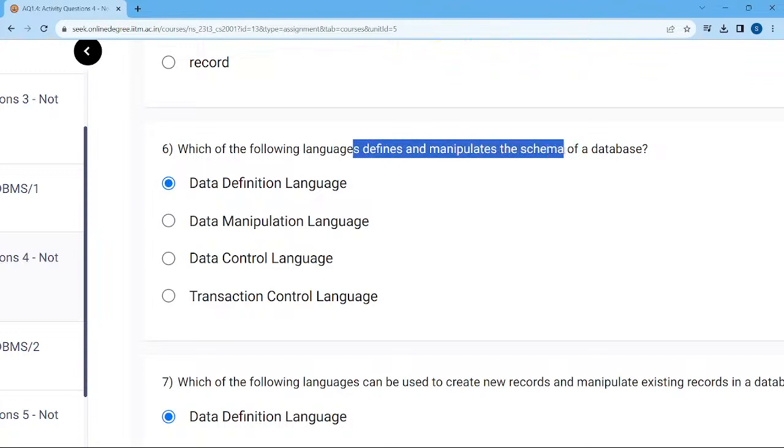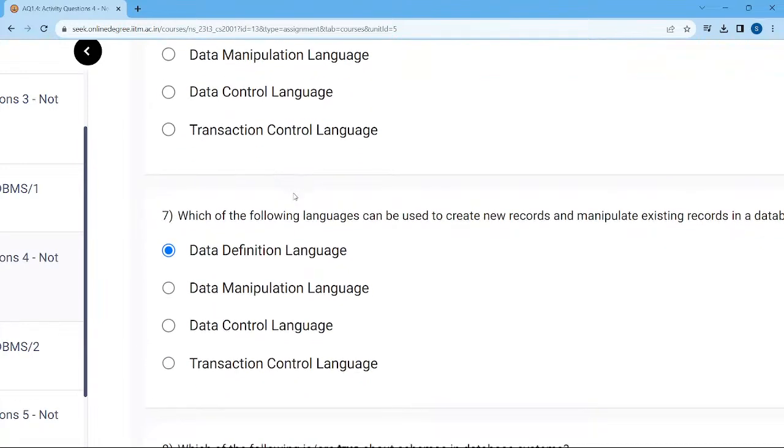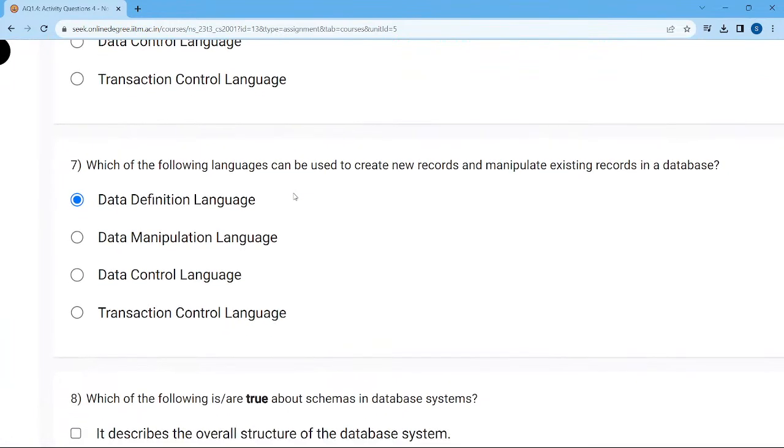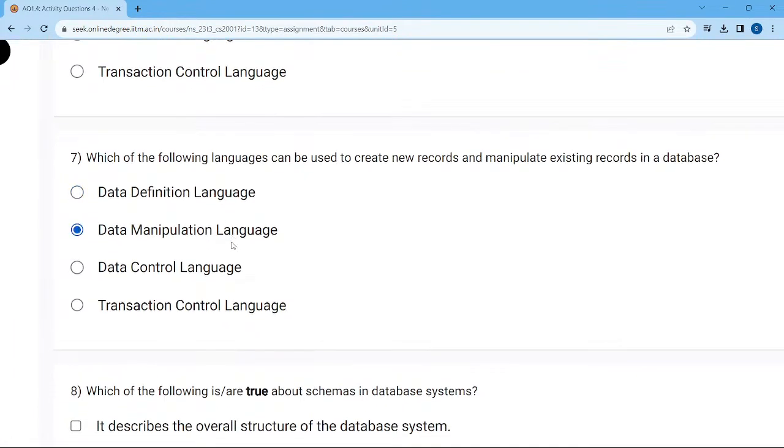Okay, so when we are working on schema, that is defining the table itself, so that would be DDL, data definition language, because this is used while making the data. Which of the following languages can be used to create new records and manipulate existing records? Right, that would be data manipulation language.